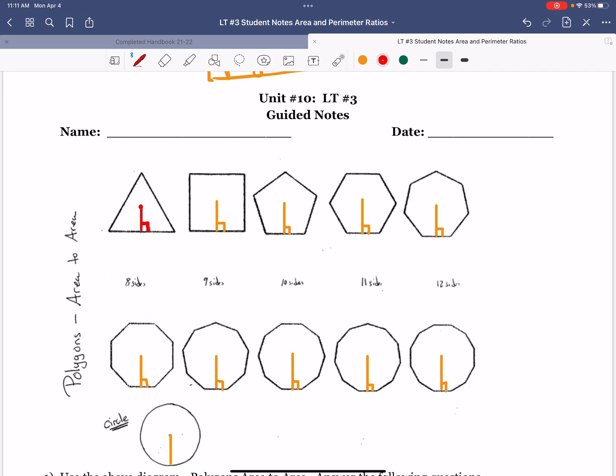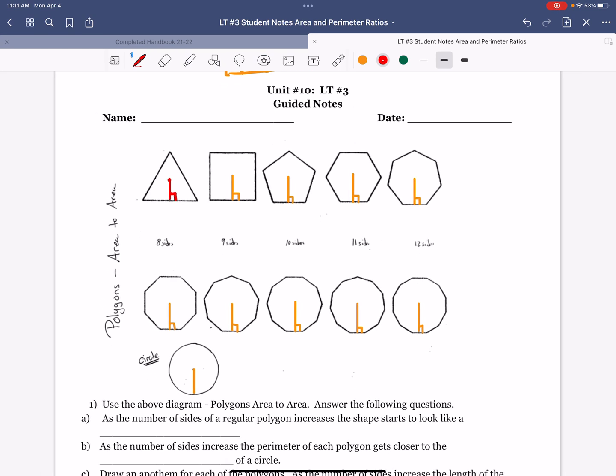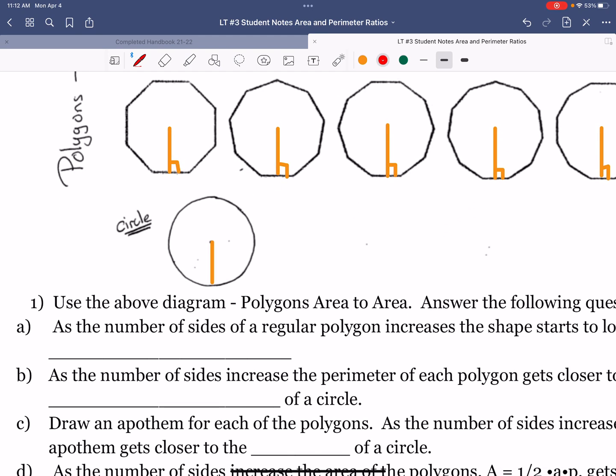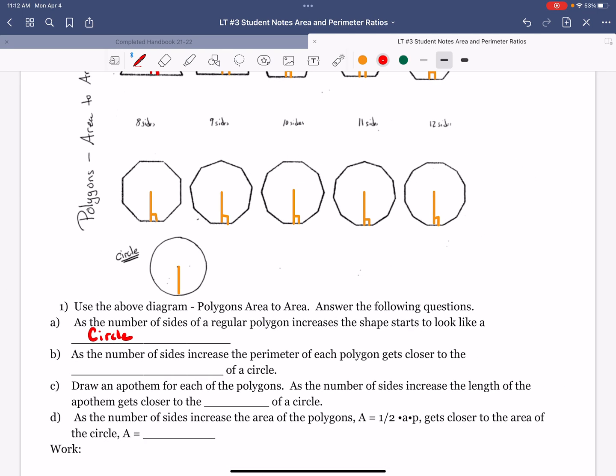All right, so you've got the apothem for each of these shapes. Using this diagram above, as the number of sides of a regular polygon increases, the shape itself starts to look like what? You can see down here especially, it starts to look like a circle. As the number of sides increase, the perimeter, which would be the distance around the polygon, gets closer to the what of a circle. Well, perimeter would be distance around. And what do we call the distance around a circle? Circumference.